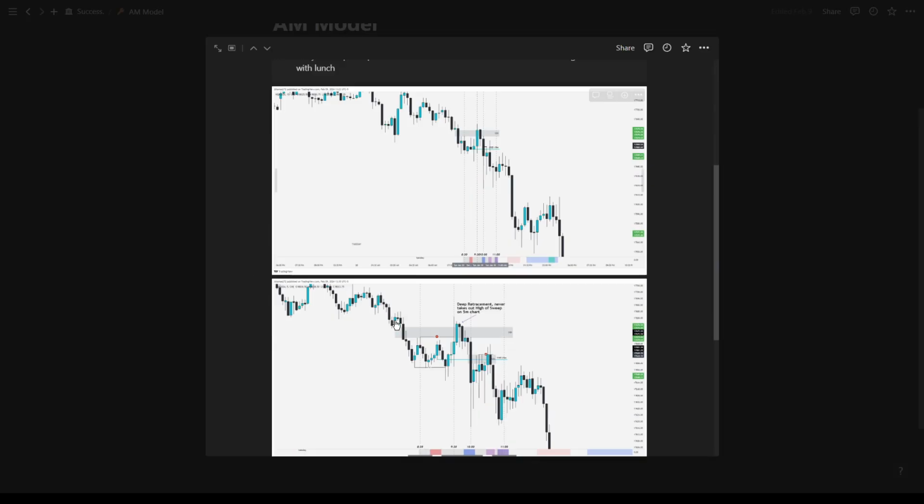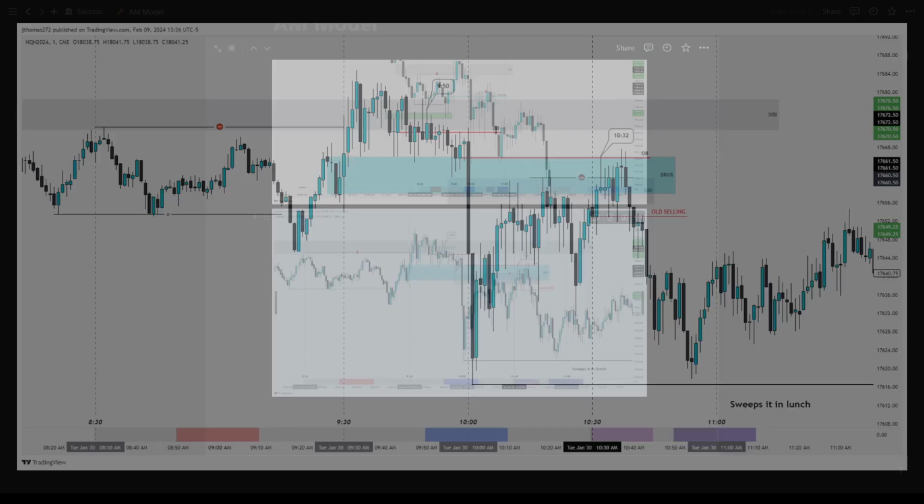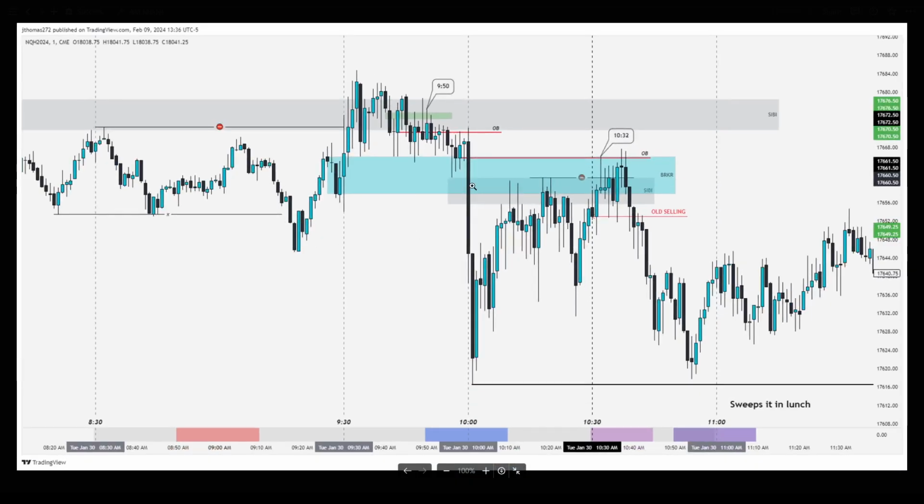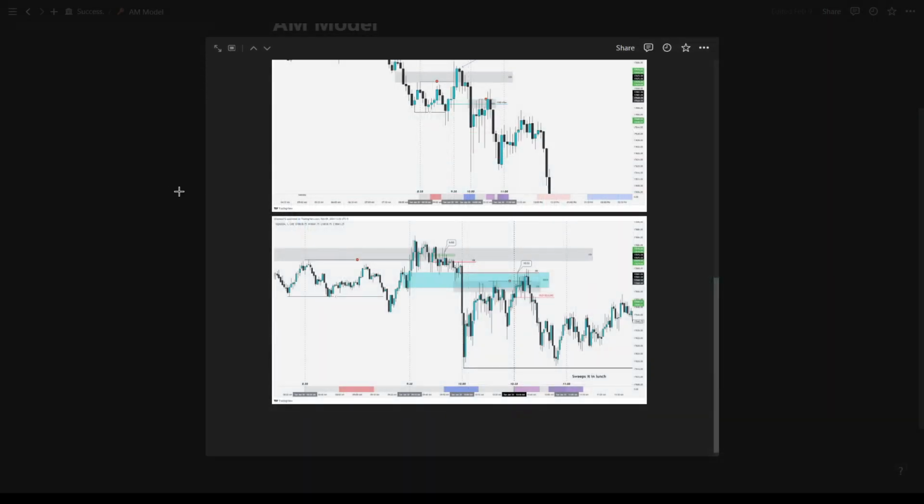Go to a random one, 10 a.m. news here. Market maker model over here. Also technically with this, but 10 a.m. liquidity sweep, and you have a 10:32 entry as we sweep stops, and then it trades back lower and we sweep it going into lunch, but still more than 20 points given there.